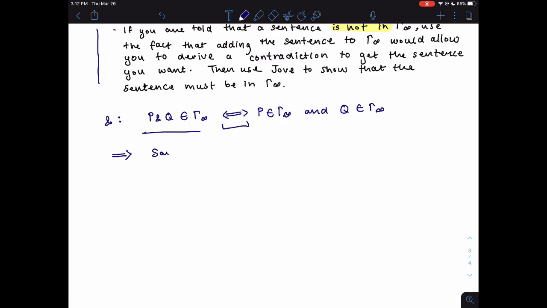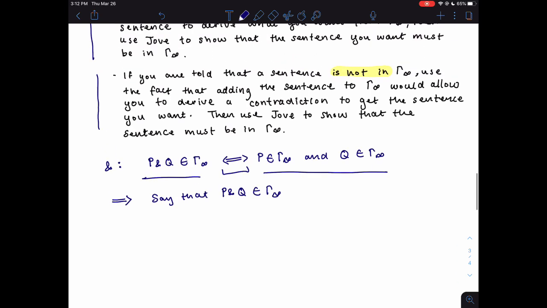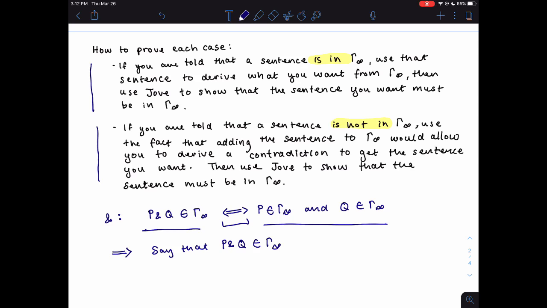So say that P and Q is a member of gamma infinity. And now we want to prove the consequent. Our aim is to show that starting from this assumption, we can get to P as a member of gamma infinity and Q as a member of gamma infinity. And the way we do that is by following the instructions up here. In this case, we are told that a sentence is in gamma infinity. So we're in this scenario up here, right? Because we're told that P and Q is a member of gamma infinity.